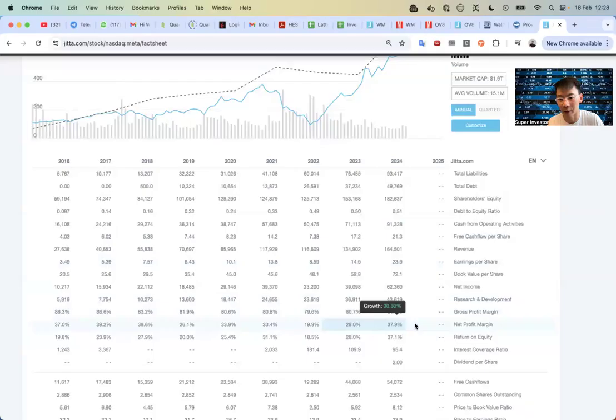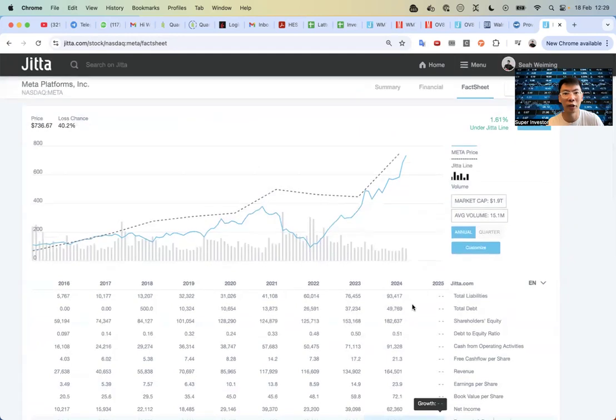At least more than 10%. This company, 37%. And every year it's making more than 10%. If they can make more than 20%, it's even better. So this is the comparison.